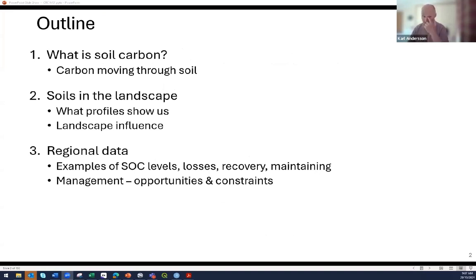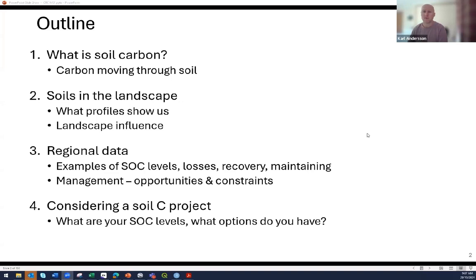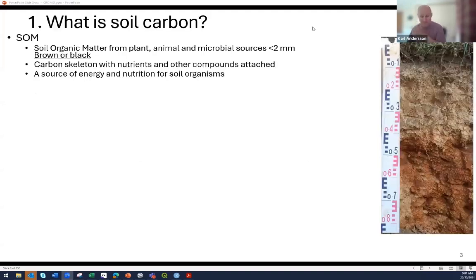But also part of that is looking at management opportunities and constraints that may be there, say to production. And then a couple of thoughts on if you're considering a carbon project, some of the ideas or some of the questions you might have around that.